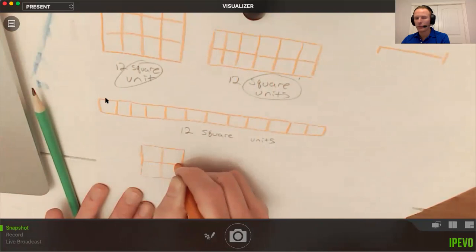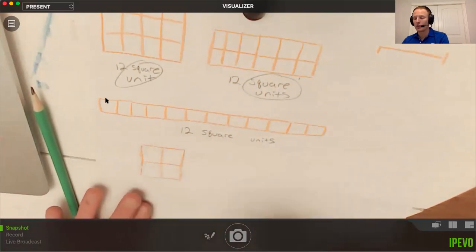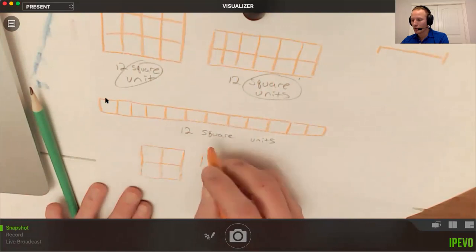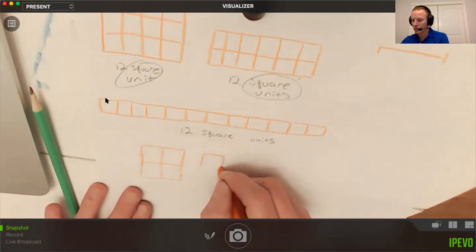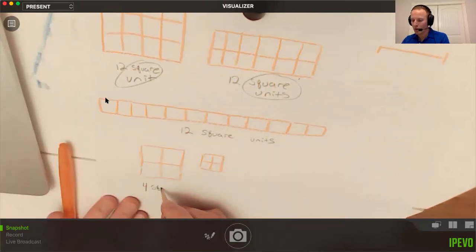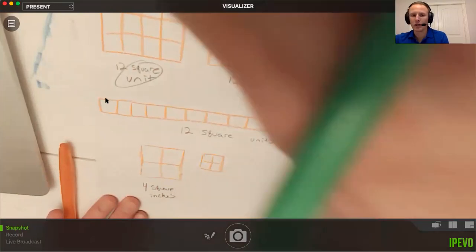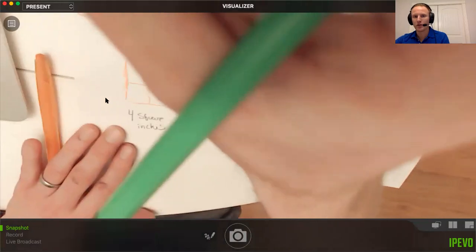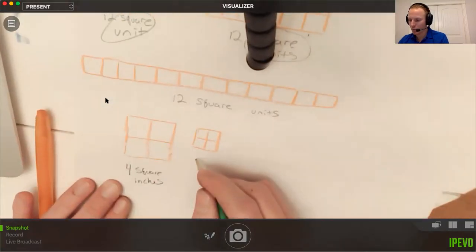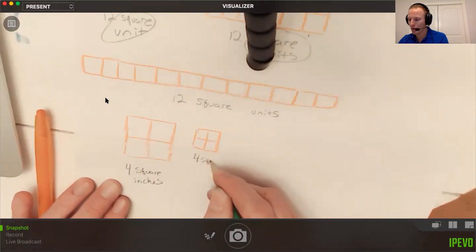All right, so say I did 4 square inches. We know an inch is bigger than a centimeter, right? And then I also did 4 square centimeters. So say this is 4 square inches. I'm gonna move my camera a little bit so maybe you can see a little bit better. And this is 4 square centimeters.